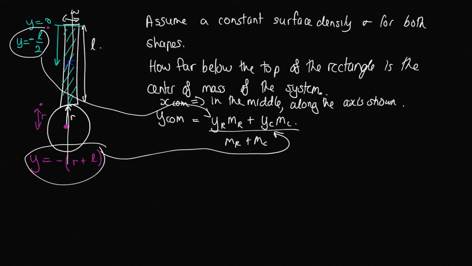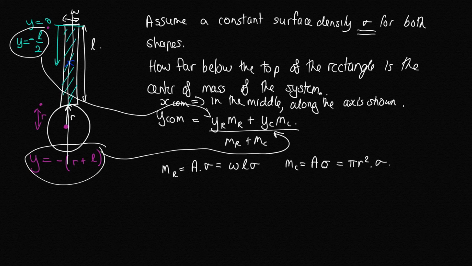So we just need to calculate their masses, which isn't too bad because we've got the constant density. The mass of the rectangle is just equal to the area of the rectangle times its density. And the area is just the width times the length, and then we times sigma. And the mass for the circle, again, is just the area of the circle times the density of the circle. And so that's equal to pi r squared times the density.